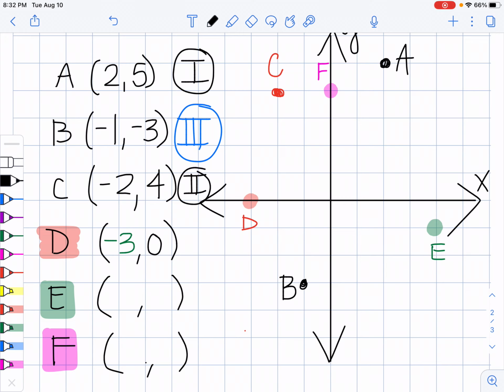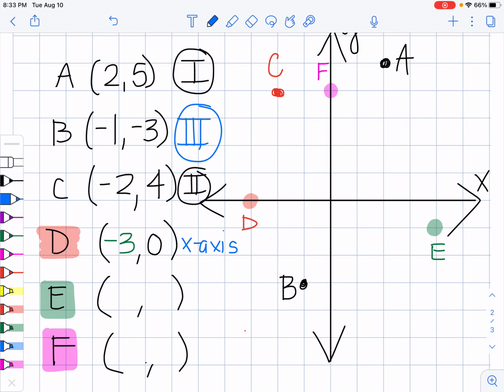What quadrant is D in? Ooh, tricky. This one is quadrant 1. This one is quadrant 2. This one is quadrant 3. It's not really in any quadrant. It's on this line right here, which is called the x-axis. So it's actually on my axis, not in a quadrant.